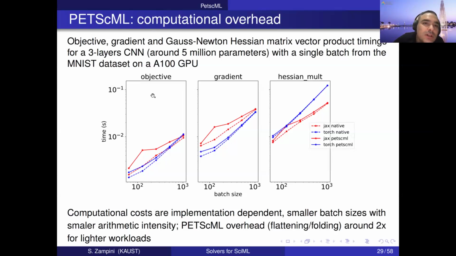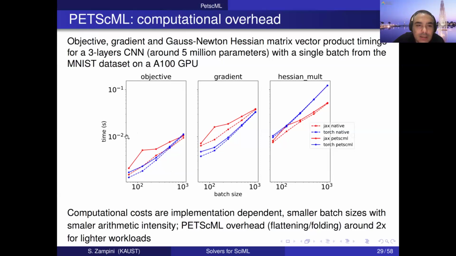This is for a 3-layer CNN with 5 million parameters, comparing objective, gradient and Gauss-Newton computation with a single batch on the MNIST dataset. So these are grayscale 28 by 28 images. The solid lines are JAX and Torch using PETCML, and the others are JAX and Torch using the native mode. When you want to compute an objective function, you see that you have some overhead because you have to flatten and fold the data back and forth.